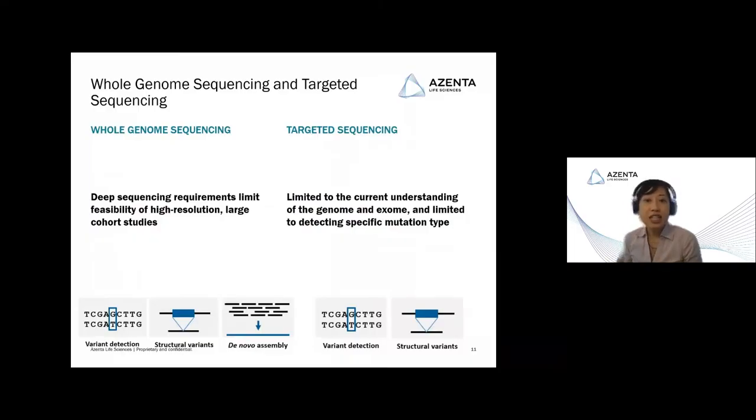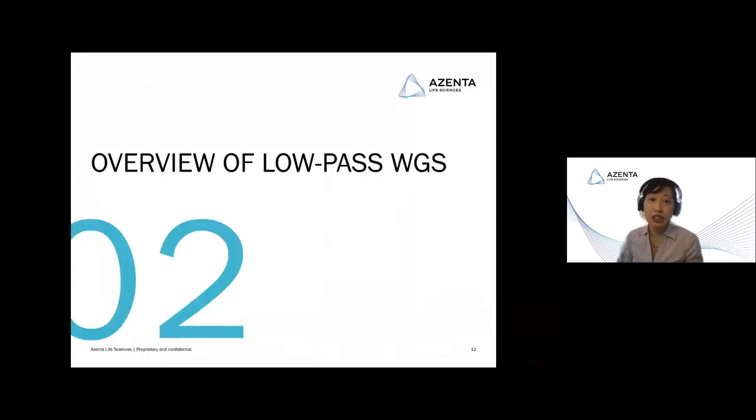So therefore, to summarize the limitations of both approaches, whole genome sequencing overcomes the bias of a targeted approach, but would require a lot of data to get that same amount of coverage and detection sensitivity. The deeper sequencing requirement therefore limits the feasibility of having a high-resolution, large cohort study. The targeted approach, on the other hand, is limited to that understanding of the genome and exome, and therefore any mutations that fall outside of that could be missed. So this really brings us to today's topic, low-pass whole genome sequencing.